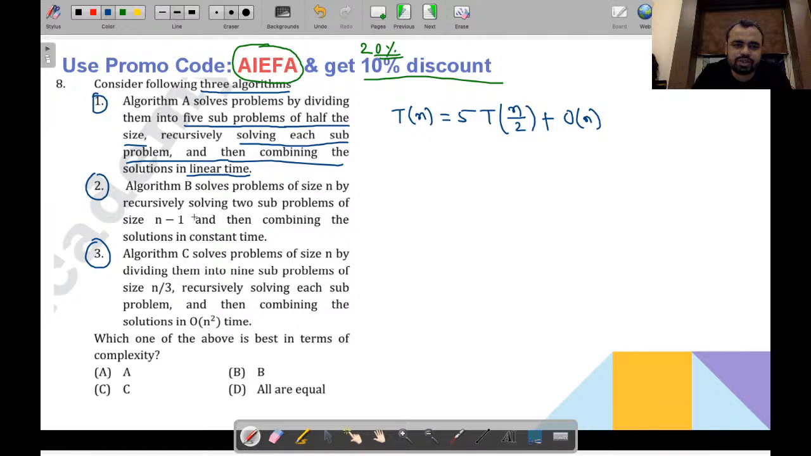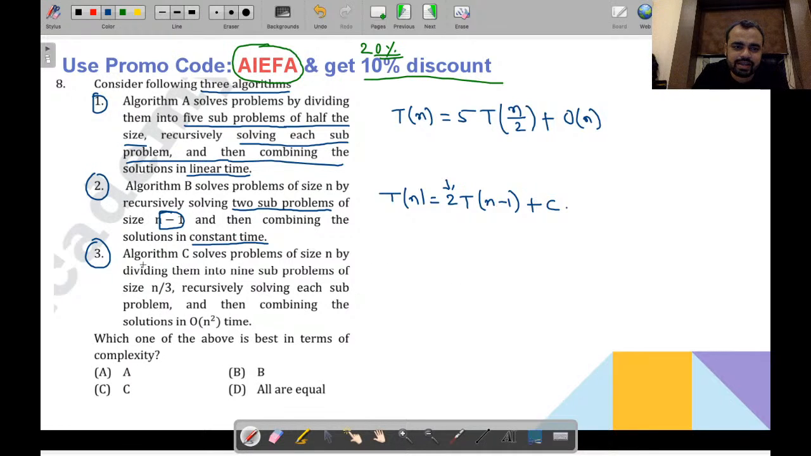Similarly, this question says algorithm B solves a problem of size n by recursively solving the problem of size n minus 1, because it says algorithm B solves a problem of size n by solving subproblems, and combining their solution in constant time.